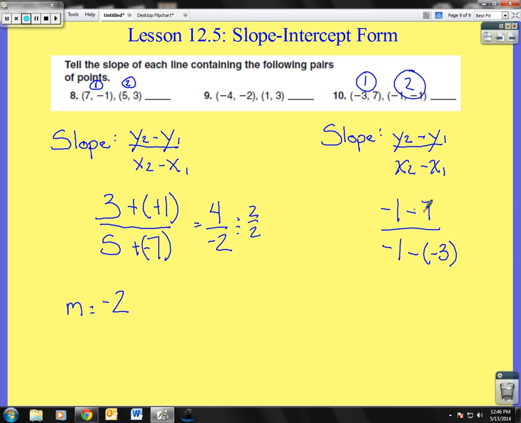I will now do keep, change, change. Negative 1 plus negative 7 gives me negative 8. I would do now keep, change, change. That gives me negative 1 plus 3. That gives me 2. I now can simplify. Negative 8 divided by 2 would give me negative 4, so the slope is negative 4. Now remember, it can also be written as negative 4 over 1. The rise is negative 4, the run is 1.